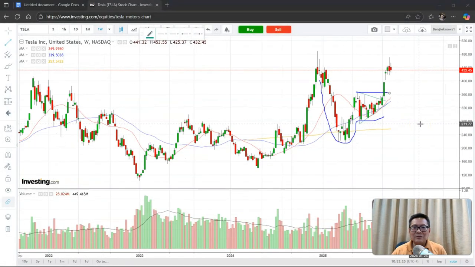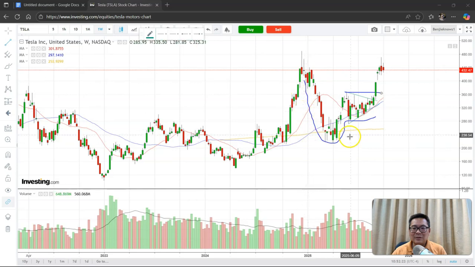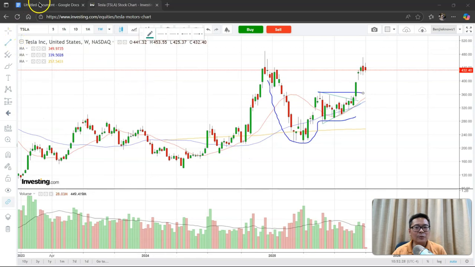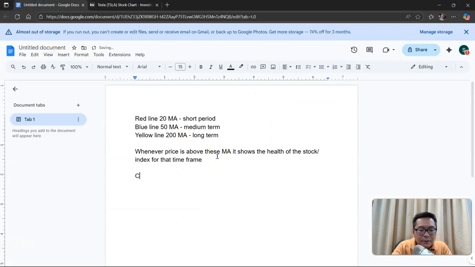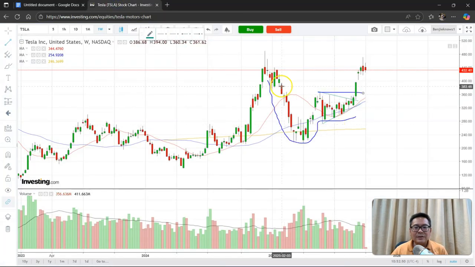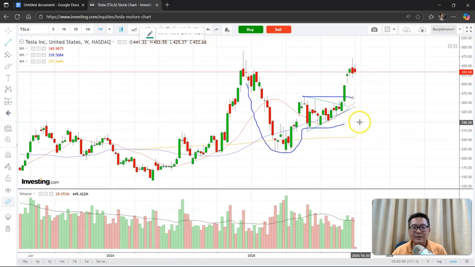So this is a weekly chart of Tesla. As you can see, we have a cup with handle kind of pattern, and if you know about this pattern, there is a target. Whether it is a daily cup and handle or weekly cup and handle, it is still very, very useful as a guide.